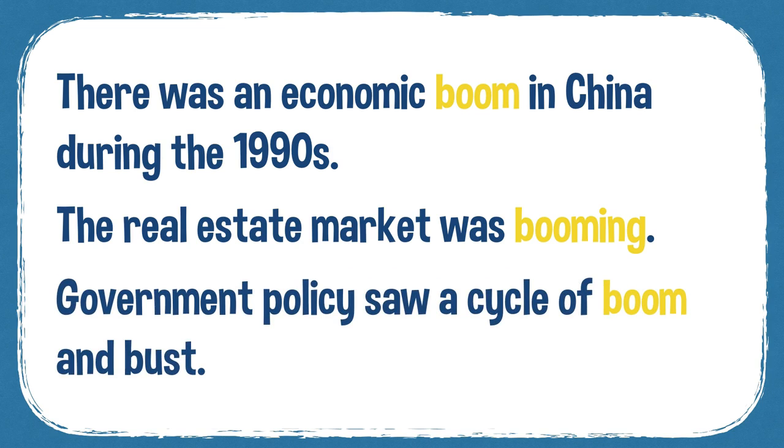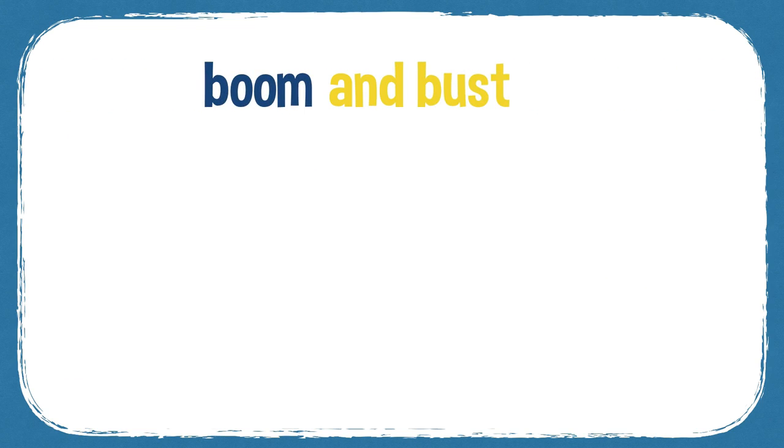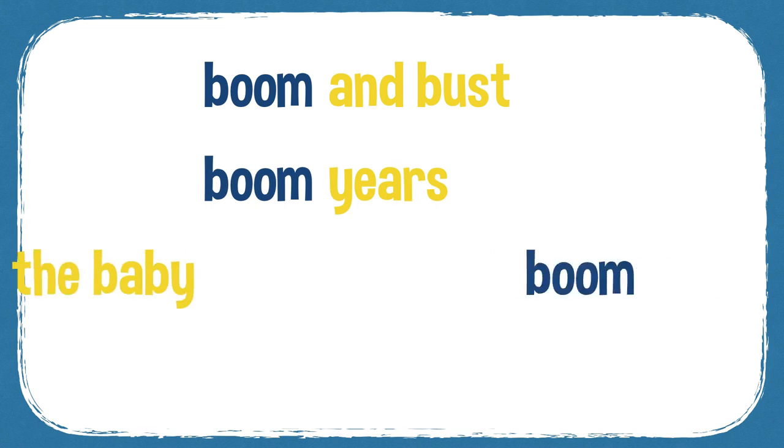Government policy saw a cycle of boom and bust. Boom and bust are opposites. So when there is a boom, things are improving. When there is a bust, nobody has any money or few people have money. People lose jobs. Businesses stop working. They go out of business if there is a bust. So government policy is making things improve and then things get worse, then improve again, then things get worse. It's a very common collocation. Boom and bust. We talk about the boom years.